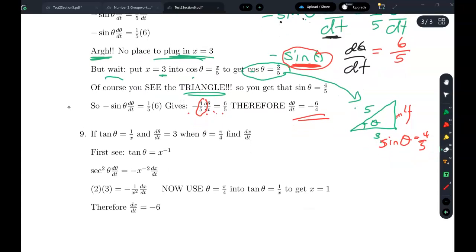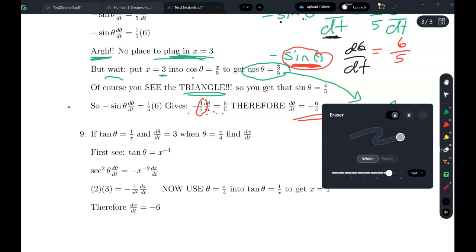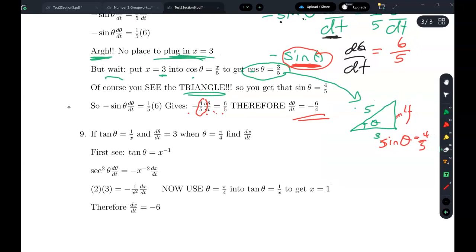Okay, one more. Oops, let me make some room. Okay, so here's our equation, our given rate, right? So you're looking for these things. Equation, given rate, some when information, and what I need to find, a find rate. Okay, so they're telling me that tangent of theta is 1 over x.